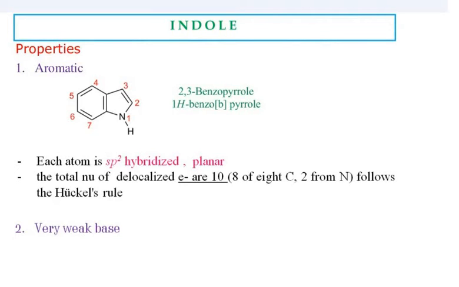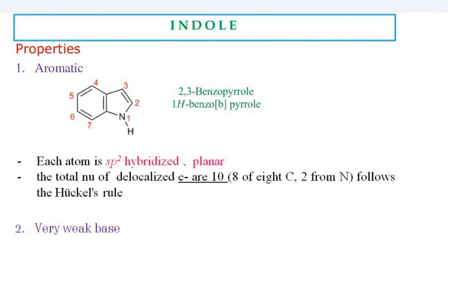The first name is indole, which is very common. 2,3-benzopyrrole is the replacement nomenclature, and 1H-benzo[b]pyrrole is the fusion nomenclature. So my friends, always remember that position 1 goes to nitrogen, which contains hydrogen. This is the concept of numbering of aromatic compounds like indole.